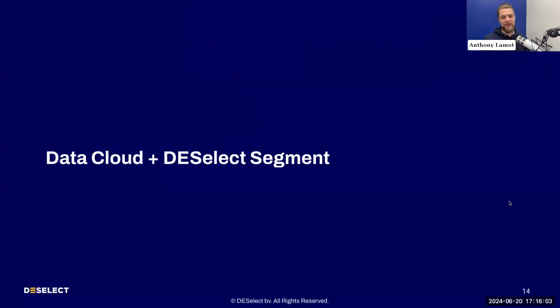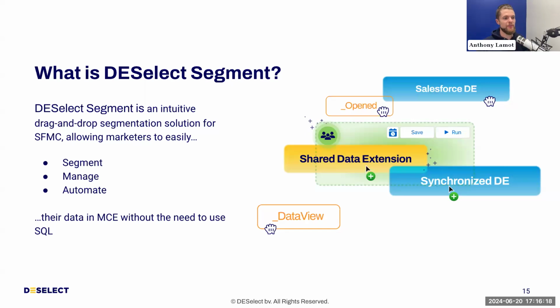So now that you've had an overview of what Data Cloud is, and you've had an overview of what the DESelect MOP can do, now let's look at some use cases of how these can work together and what the differences are. Starting, of course, with Data Cloud and DESelect Segment. Just to recap DESelect Segment, now we're jumping into the modules of the MOP itself. DESelect Segment is an intuitive drag and drop segmentation solution for Marketing Cloud, allowing you to segment, manage your data, and automate it all in Marketing Cloud Engagement directly without requiring SQL, which, if you're doing a little bit sophisticated segmentation, you're going to end up writing in Marketing Cloud by default.